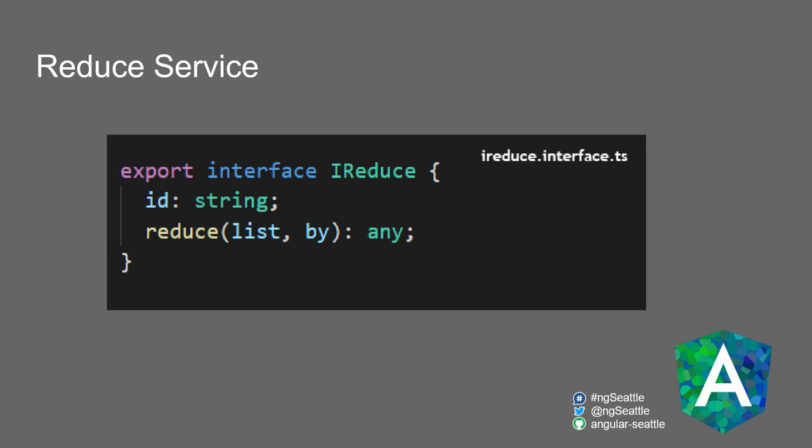Reduce service, same pattern. We have an interface that will provide inline implementation for it, and then it has an ID to describe what this reducer is going to do. Is it a count? Is it a sum? Is it average? And then the reduce function, all it cares about is it takes a list, and then what do you want to reduce? Which field do you want to reduce?